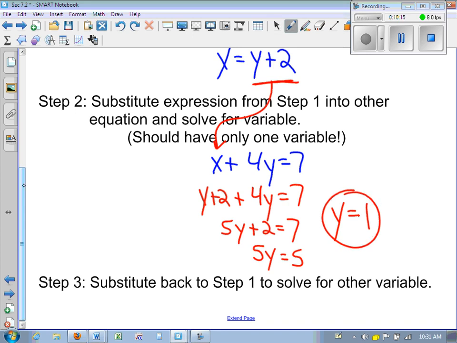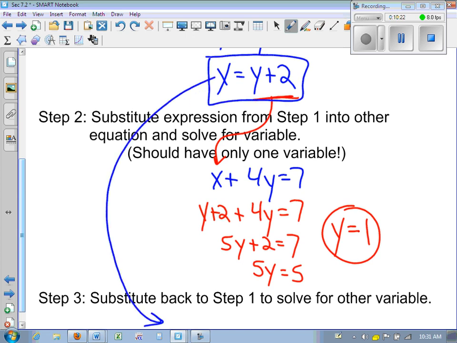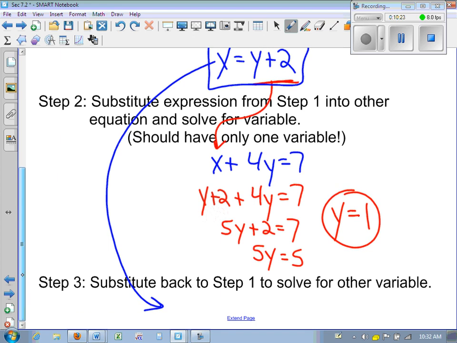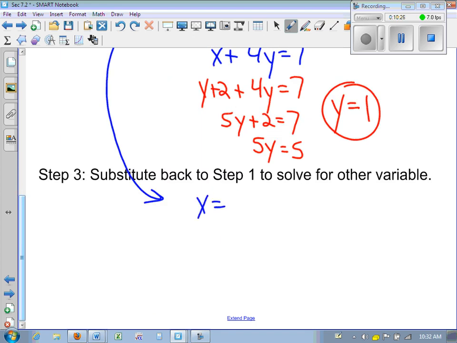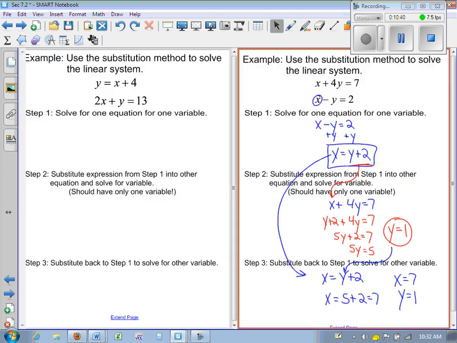Now notice up here, I'm going to bring this all the way down. X plus y is 2. My y is 1. So x is 7. X is 7. Y is 1. There is one problem, start to finish.